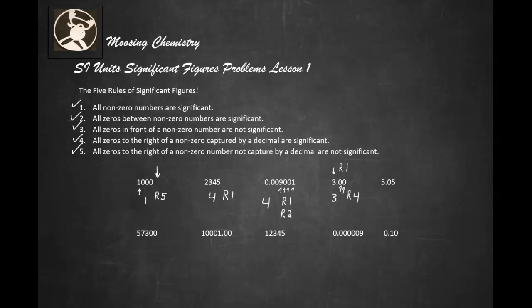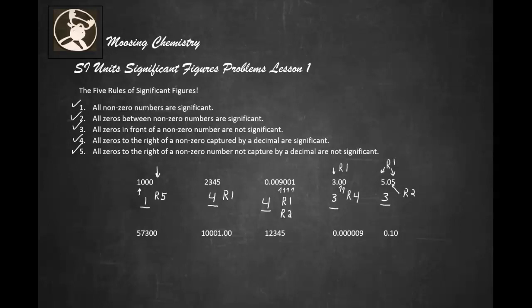All right, let's look at 5.05. There are 3 significant figures here. Rule 1 talks about these 5s here. All non-zeros are significant. And that 0 right there is significant because of rule number 2. All zeros between non-zero numbers are significant. So in the first one we had 1 sig fig. In the second one we had 4 sig figs. In the third one we had 4 sig figs. In the fourth one we had 3 sig figs. In the fifth one we have 3 sig figs.